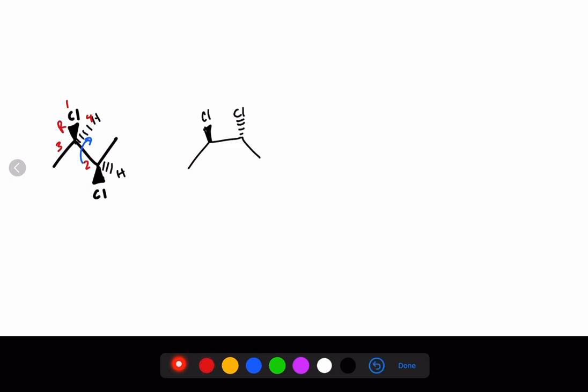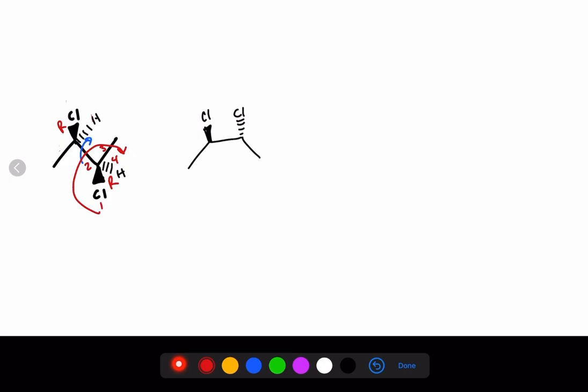And for the second chiral center, I'm going to assign priorities. This one's also going clockwise, so this one also has an R configuration. Since both of these chiral centers are R, even though it looks like it might have a plane of symmetry, it does not. It is not a meso compound.